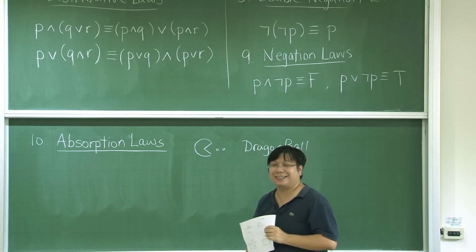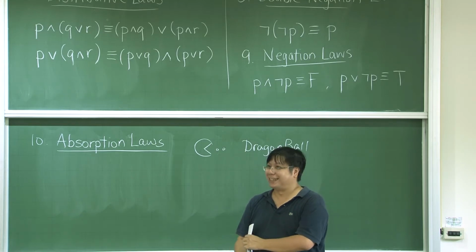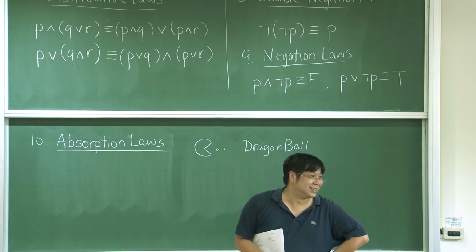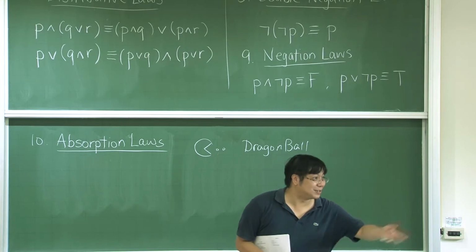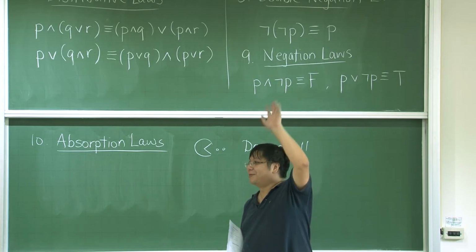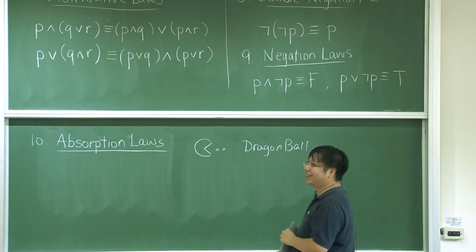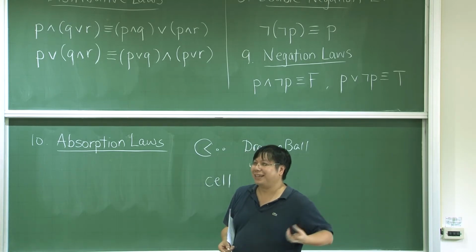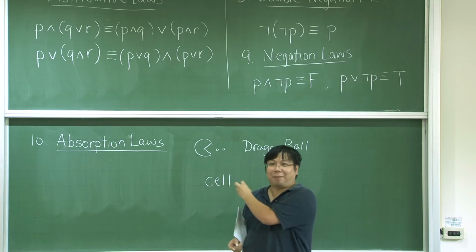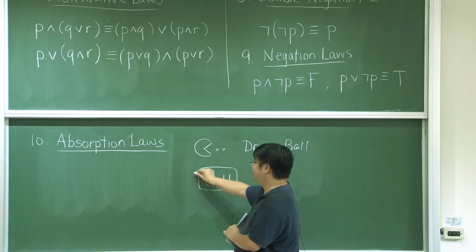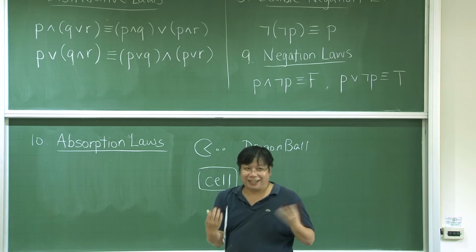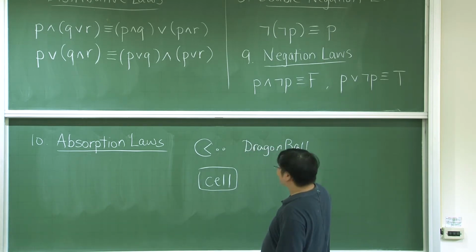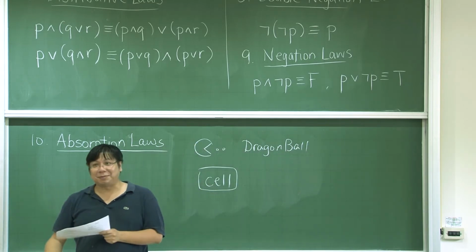Cell, the green one. Does anyone know? Ah, yes, great. Okay, so there's one. Okay, cell. What is a cell? Cell is 细胞. So there is a character, a bad guy, called Cell. He can absorb anything into itself. So this is absorb. And then, what is absorption law?